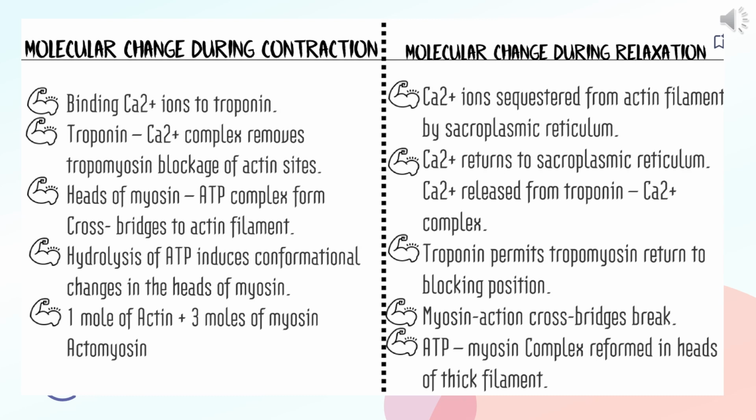In this, troponin permits tropomyosin to return to the blocking position. In contraction, hydrolysis of ATP induces conformational changes in the heads of myosin. In relaxation, the myosin-actin cross bridge breaks. In contraction, 1 mole of actin plus 3 moles of myosin form actomyosin. In relaxation, the ATP-myosin complex is reformed in the heads of thick filaments.